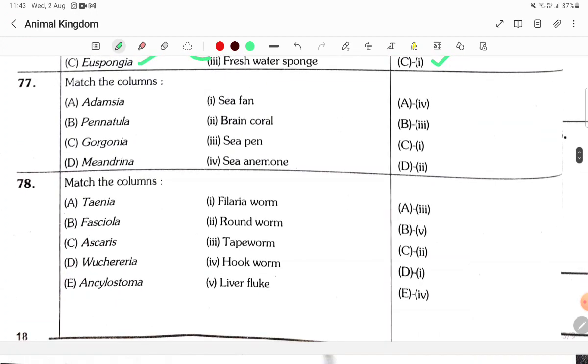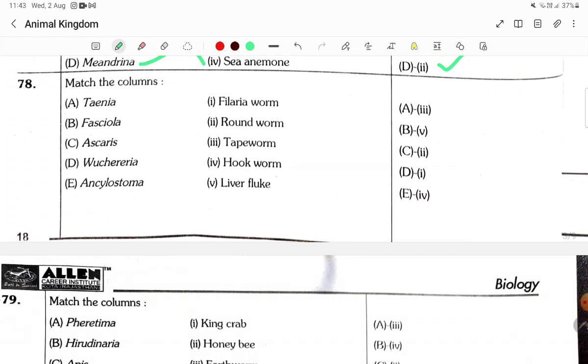Correct. So coming on then, Adamsia is sea anemone. Pennatula is sea pen. Gorgonia is sea fan. Meandrina is brain coral. Let's match this. Adamsia, 4. Pennatula, 3. Gorgonia, 1. Meandrina, 2. Taenia is tapeworm. Fasciola, liver fluke. Ascaris is roundworm. Wuchereria is filarial worm. Ancylostoma is hookworm. Let's match this. Taenia, tapeworm. B, fifth. C, 2. And D is 1. And E is 4th.